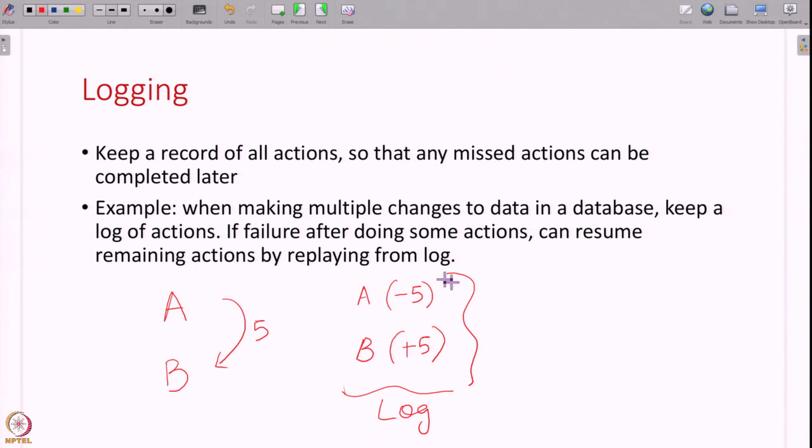Suppose you have deducted money from account A and you crash. After the computer is restarted, you can see there is more to be done that you did not do, and let me do that. So logging is a very powerful idea to ensure atomicity, this concept we talked about. You make a payment to an e-commerce firm, it has to ship the item to you. It cannot just take the payment, crash and then forget shipping. Therefore, if you have to do multiple actions together and you want all of them to be completed atomically, then logging is a very powerful idea.